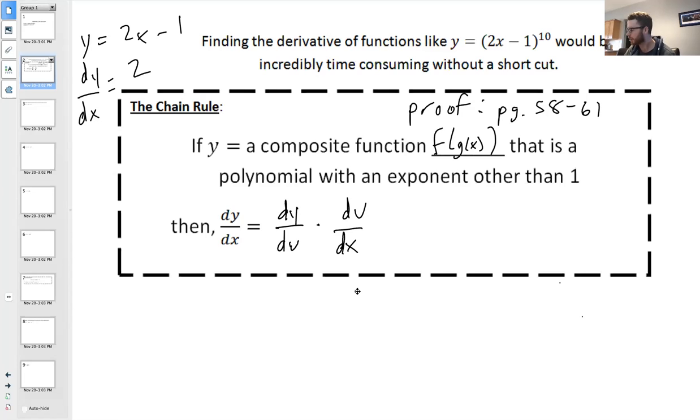Now, for the chain rule, the derivative of y with respect to x is equal to the derivative of y with respect to u multiplied by the derivative of u with respect to x. We will get into that a little bit here. We're kind of familiar with the v and the u from yesterday, so this is going to be related to that as well. Let's get into an example. That is the chain rule right there.